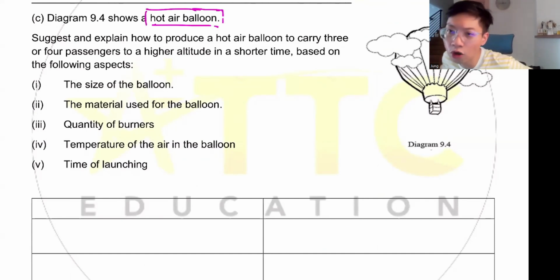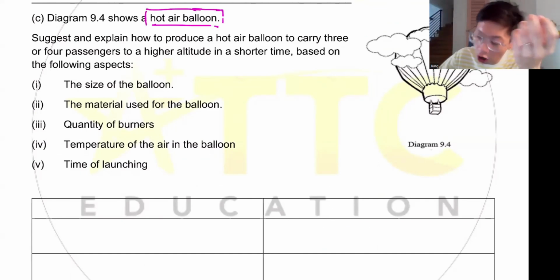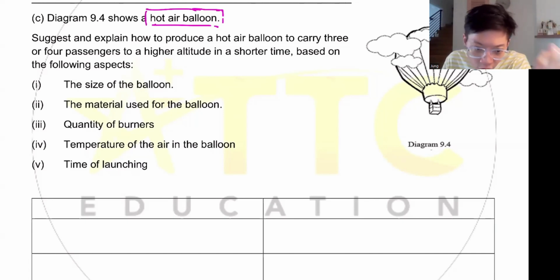If the teacher asks me why a hot air balloon can float, can I write: because hot air is less dense, so therefore the hot air balloon floats? Can I write like that? Because hot air is lighter, so hot air rises, so hot air floats. Is it acceptable? The answer is not acceptable. Why can't we? The reason is very simple.